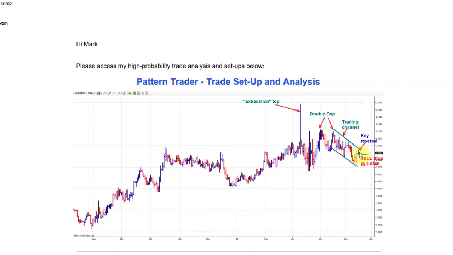So upon observation of the exhaustion top, the double top, the trading channel, you can see that prices came to the top of this trading channel and formed what I call a key reversal, where during that session the market went to a high and then closed on the low of the day. And I thought that this was a great risk reward opportunity. I sent out an email recommending that our members, like Don, sell the pound versus New Zealand dollar at 203.40.